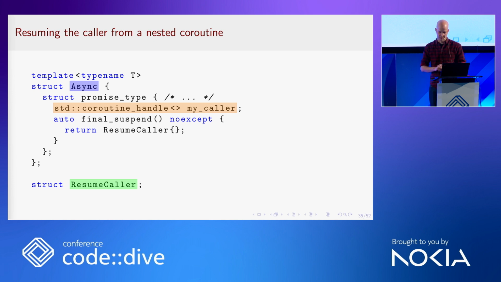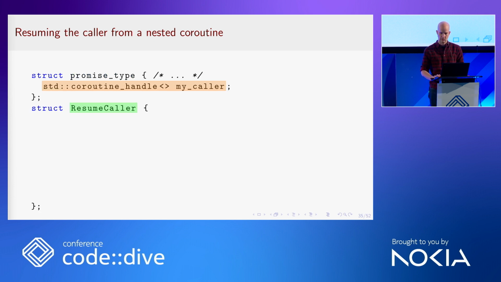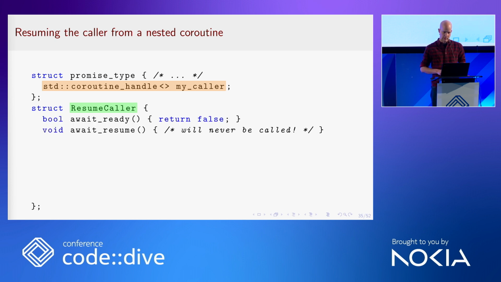So I will define this awaitable here at the bottom, which I call resume caller. If we look inside that, remember we still have the handle that we want to resume stored away in the promise at the top. In here we just say await_ready returns false, like we're done executing and we want to suspend. The inner function doesn't want to go on. await_resume will never be called. The inner function is done. We just want to get out and get back to our caller, so we don't need to do anything there.